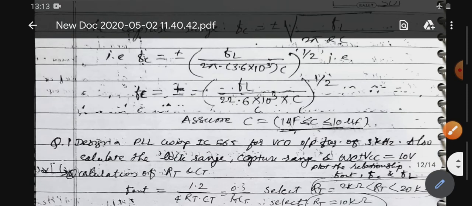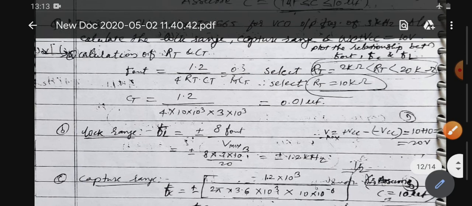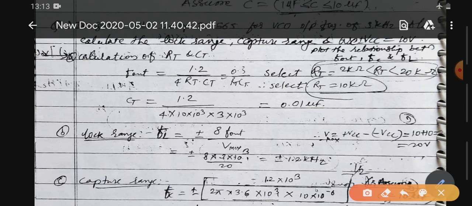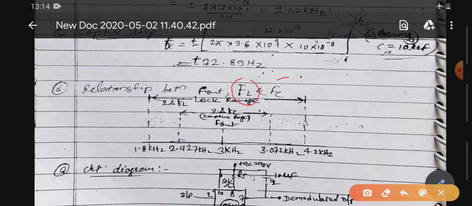these are the design steps while solving the problem. First of all, what is given, you have to write down. Then calculation of RT and CT, the external resistor and capacitor, which are called timing capacitor, calculation of lock range, then capture range, and then the relationship between FC and F out. F out is the output frequency, which is the center frequency. FL is the lock range frequency, and FC is the capture range frequency. And finally the circuit diagram. You have to solve the problem based on this.